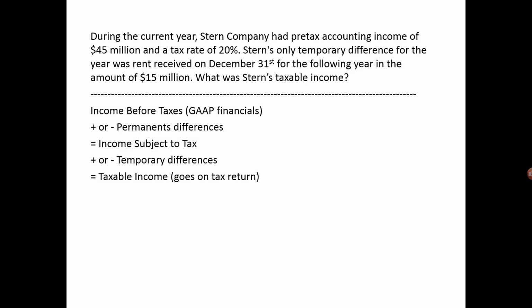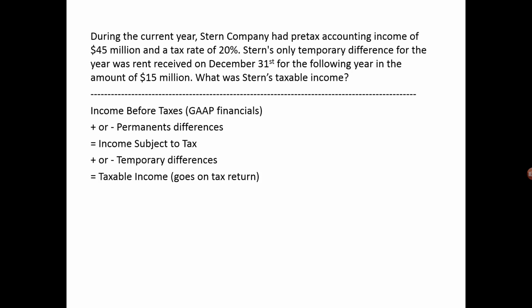Okay, so here they give you pre-tax accounting income, so that is the top number. And they give you a tax rate. There's only one tax rate, so the current and future tax rates are the same. Now, the temporary difference is that rent was received on the last day of the year, so the cash came in, but it was for the following year. So it would be prepaid rent for GAAP. But the tax IRS rules are that it is taxed when you get the cash.